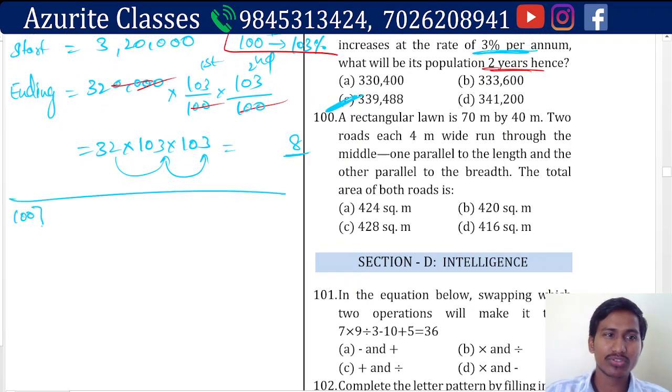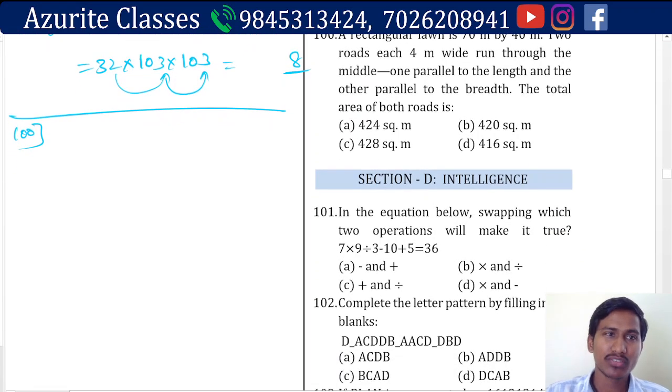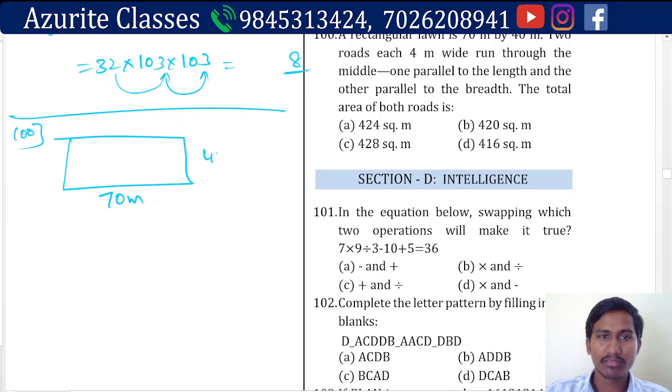So what is the 100th question here? Yes, we came to the last. So a rectangular lawn is 70 meter by 40 meter. Two roads, each 4 meter wide, run through the middle, one parallel to length and one parallel to breadth. We have to find the total area of both roads. These types of questions we have seen, right? So there is a rectangular lawn of 70 meter and 40 meter.